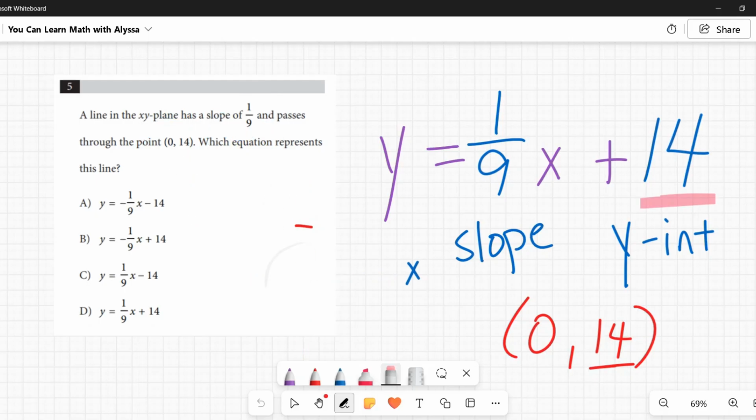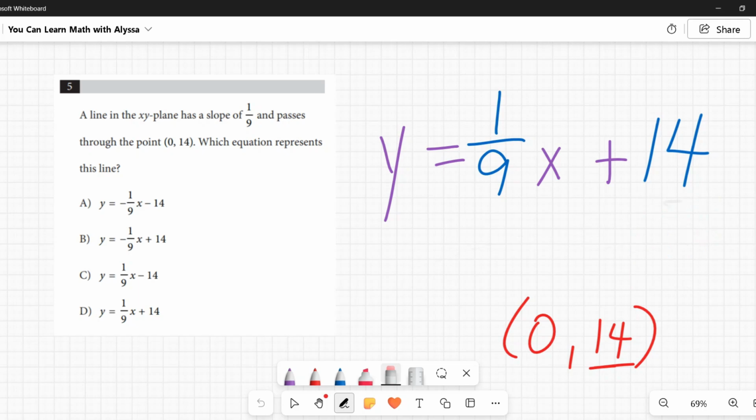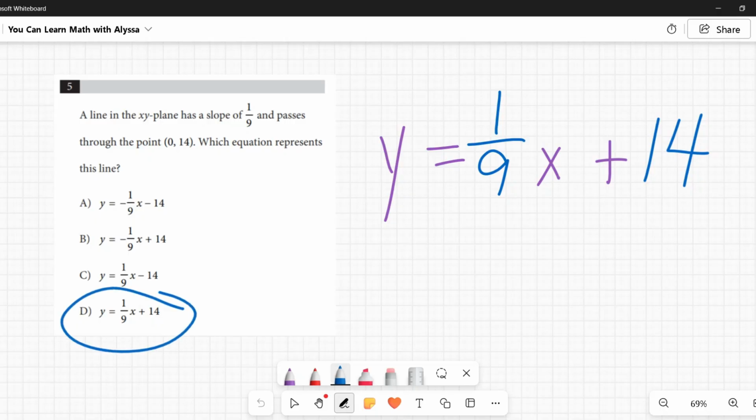And now I have my line. That's it. I have my equation of the line. y equals 1/9 x plus 14. And I go over here and look, and the one that matches that is right here. And as you can see, they aren't really trying to trick you with your slope-intercept form of the line.